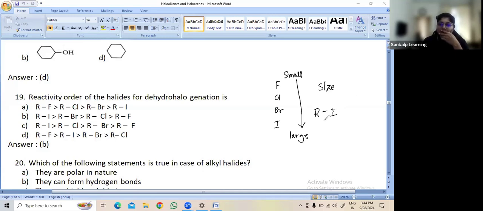So when you see the reactivity, RI, that is your alkyl iodides, are more stable, then your bromides, then your chlorides, and then your fluorides. So option number D is the answer. When you see the reactivity series, why? Because of the size. Because fluorine is having a small size. As you go down, what will happen to the size? The size will be more. So iodine will have a larger size, so the bond between the alkyl and the iodide will be stronger. Okay. So option number B is the answer.